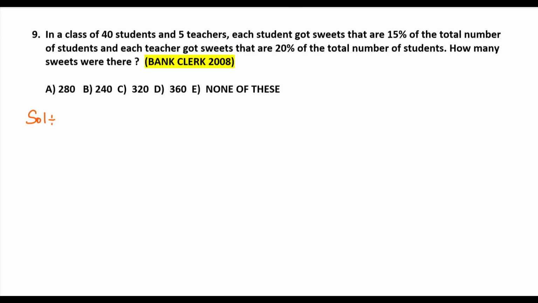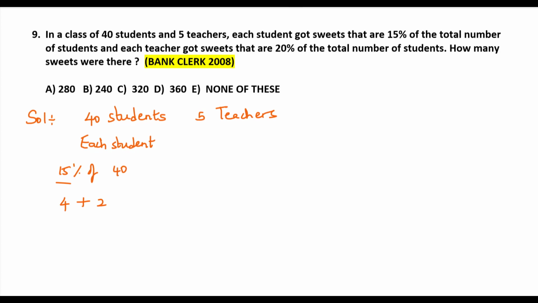So from the question we understand that there were 40 students in total and 5 teachers. Each student got 15% of 40. So what is 15% of 40? 10% of 40 is 4, 5% will be 2. So therefore the total number of sweets each student got is 6. Total sweets that all the students would have got is 40 into 6, that is 240.